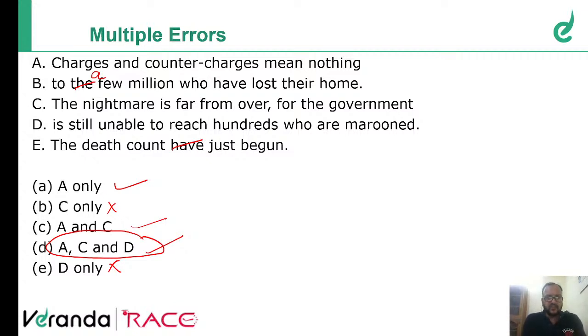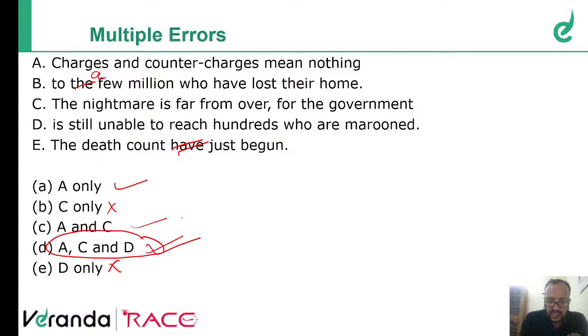So fine, you have understood. I'll revise it for you. Charges and counter charges mean nothing, which is correct. To a few million who have lost their home. A few means some people who have lost their home. The nightmare is far from over for the government. C is correct. Is still unable to reach hundreds who are marooned. The death count has just begun. So the answer will be A, C and D.